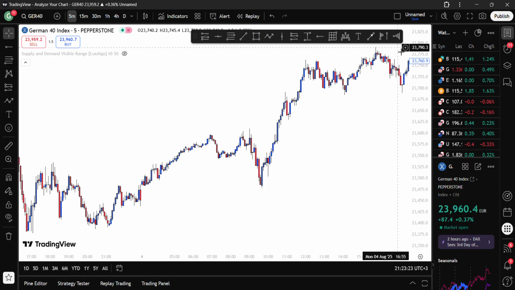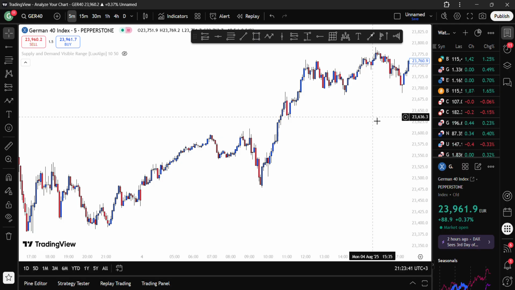I want to show you the working of the ORB, the Open Range Breakout. So, how does it work? The Open Range Breakout works during the open of the London session and the open of the New York session. We ride those big momentum moves.